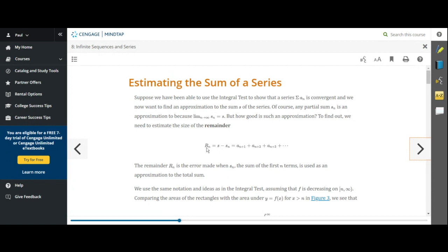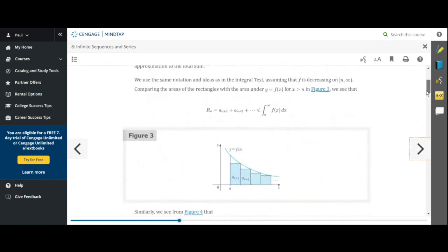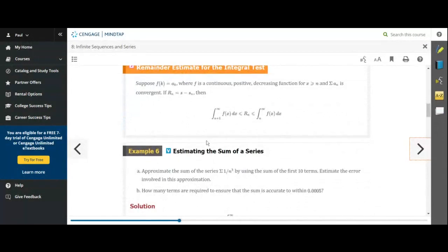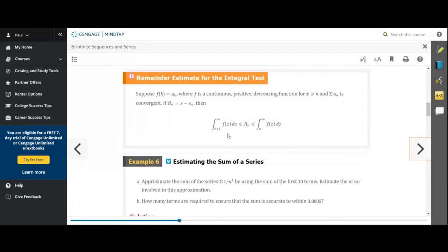So whenever you see R sub n, that's the remainder. That's equal to the difference between the true sum of the series and your approximation, S sub n, the partial sum. Well, it turns out that we can get an idea of the error, how large it is. And this is called the remainder estimate for the integral test.